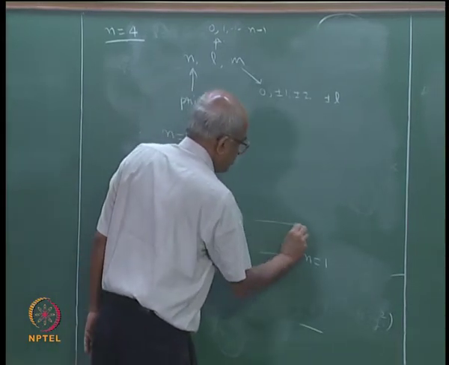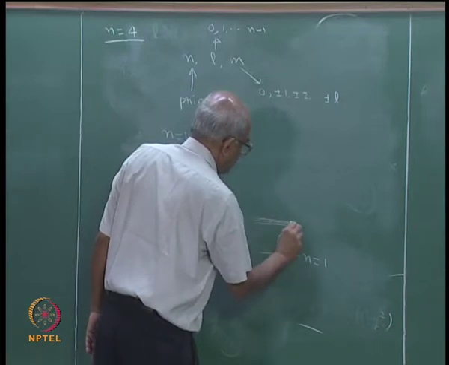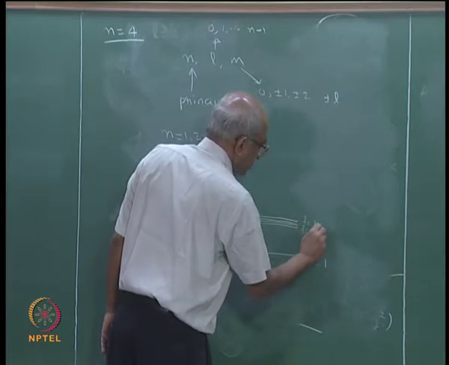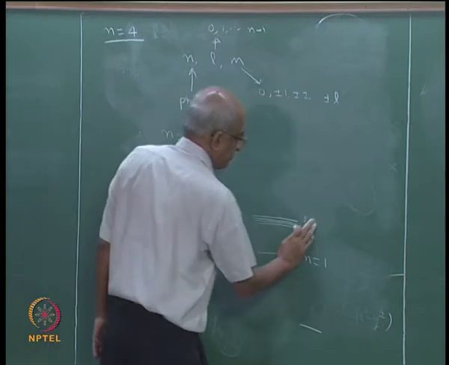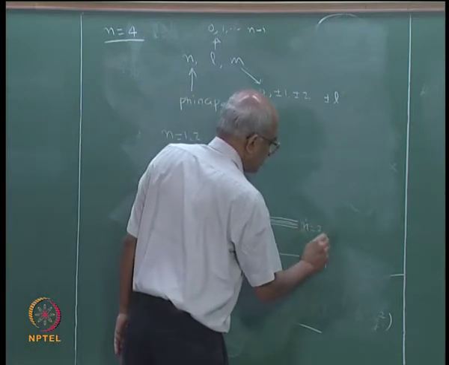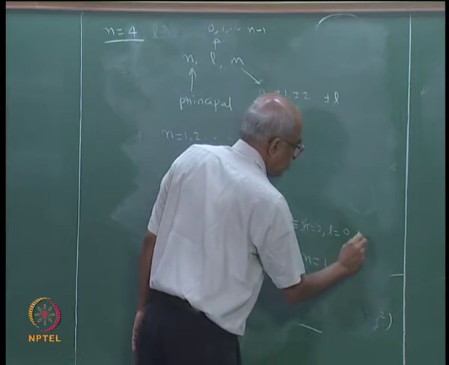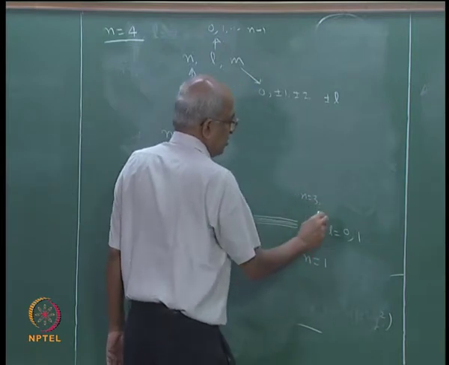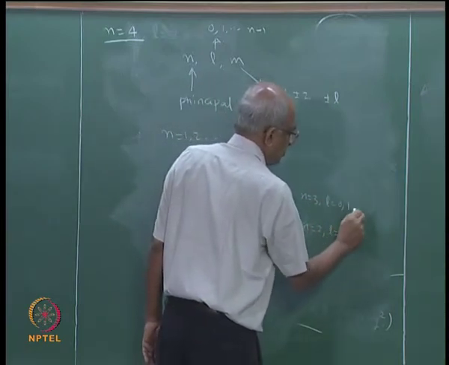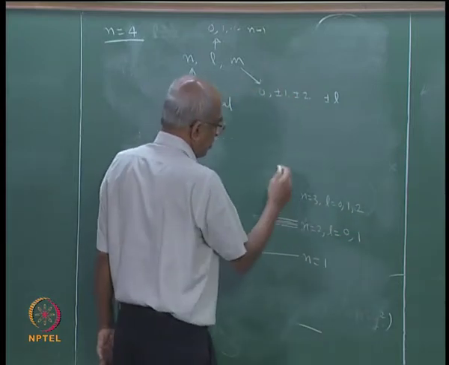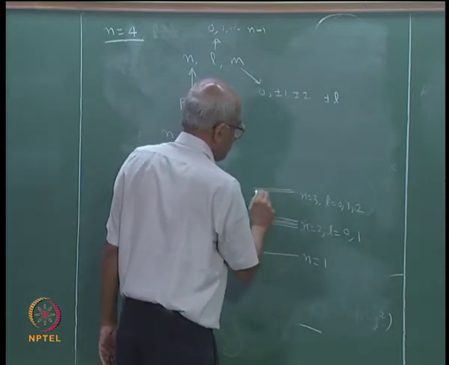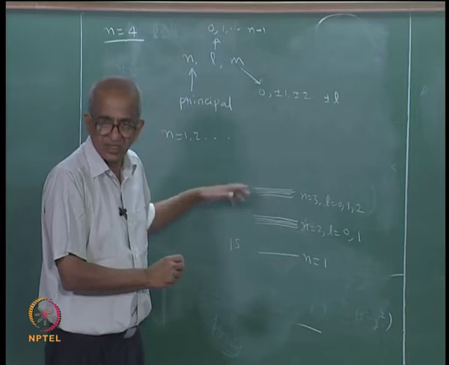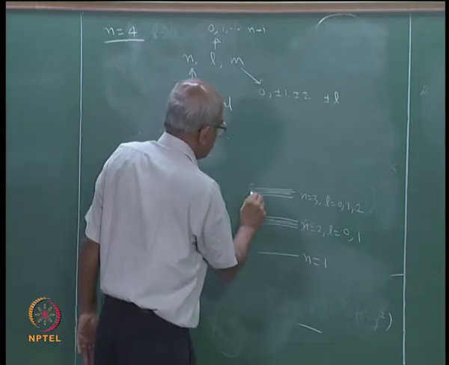For n is equal to 2, there are 4 allowed orbitals, corresponding to l being 0 and l being 1. This is n is equal to 2. Four orbitals. The next one is n is equal to 3. You can have l equal to 0, 1 or 2, and correspondingly how many orbitals do you have? In total you have 9 orbitals. I should represent that by drawing 9 lines very close to each other, that is difficult, so I will not do it, but there are 9 orbitals.